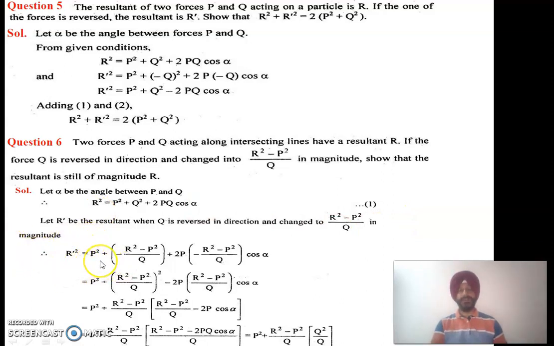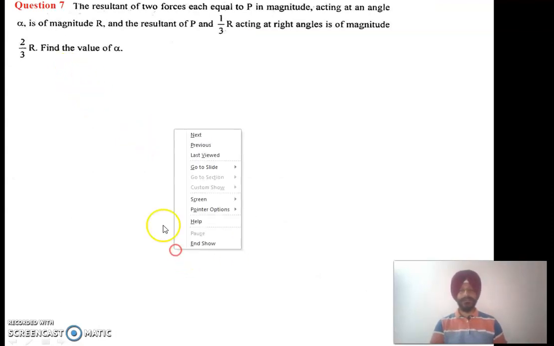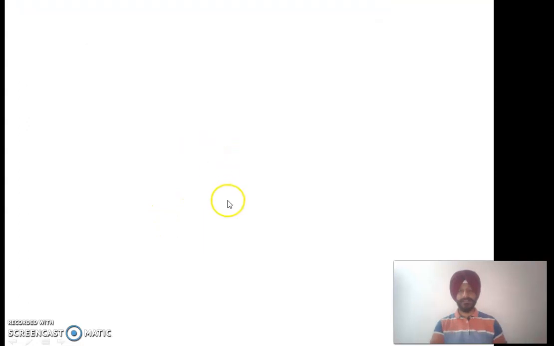So R dash square is equal to P square plus the reverse in direction and change in magnitude, and direction also it's reversed. So we take negative as minus R square minus P square by Q whole square plus 2P into this. And when we simplify these two, we got that R dash square is nothing else. R dash square is nothing else. It's P square minus previous one. Let's see.